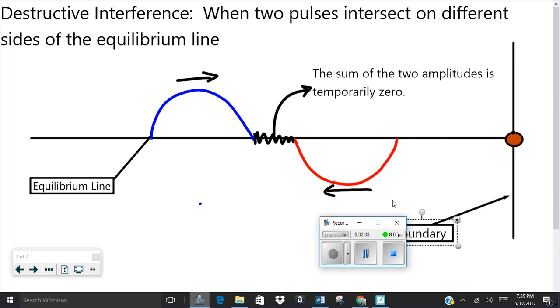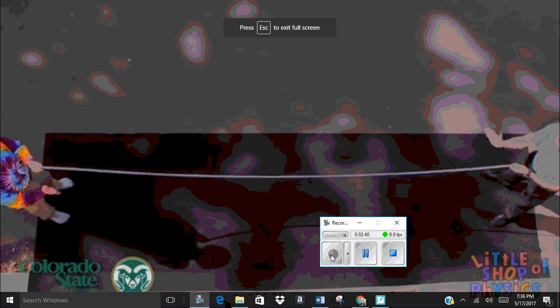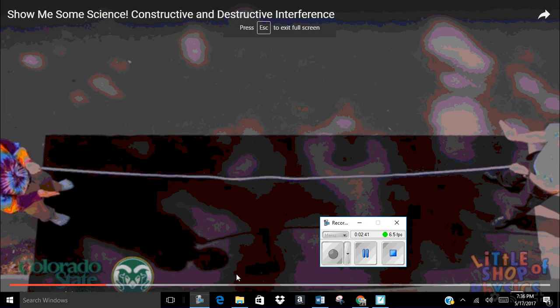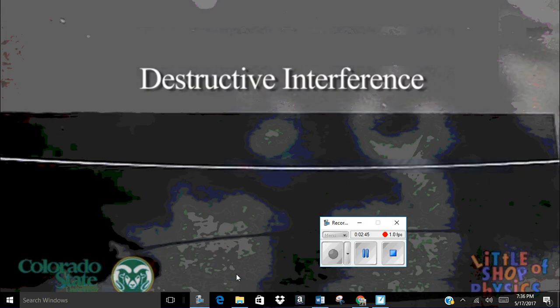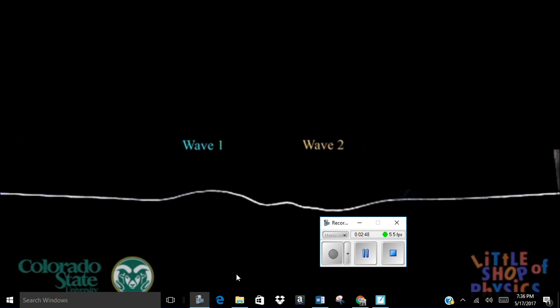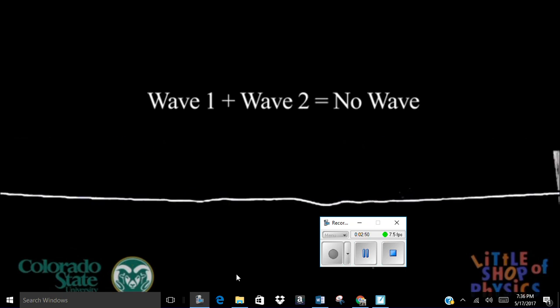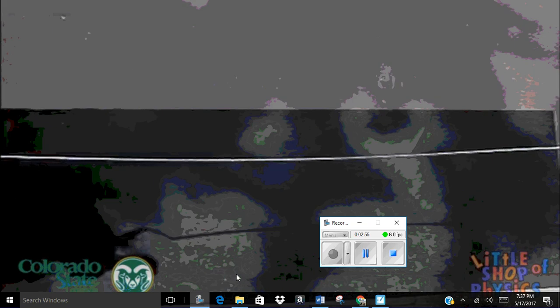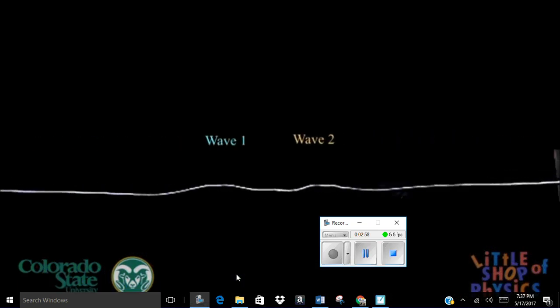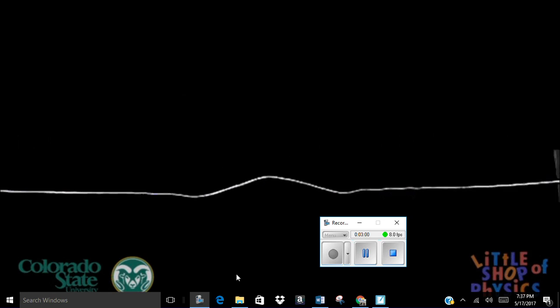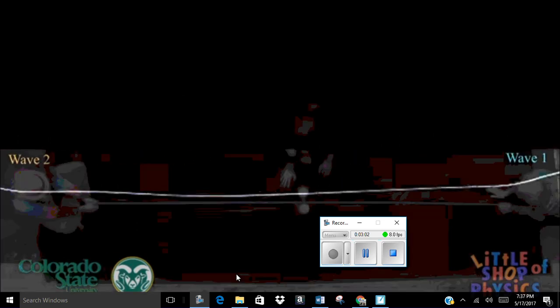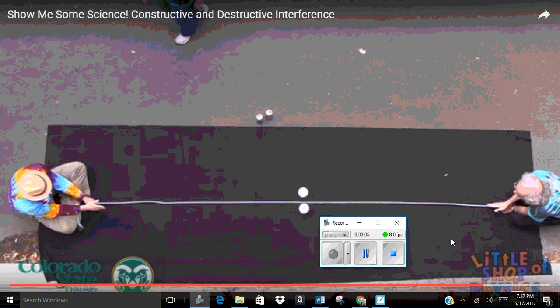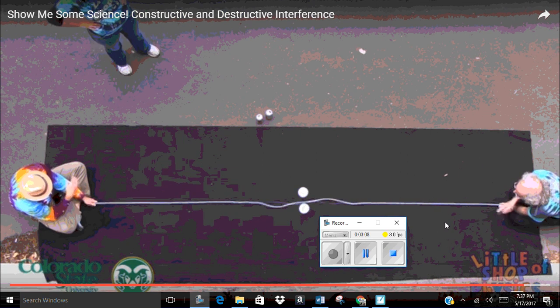Let's take a look at a slow motion wave generator and look at constructive versus destructive interference. So what you will see here is 2 people creating a wave, and the first slow-mo is of destructive interference. Wave 1, wave 2 intersect, and when they intersect, temporarily it looks like there's no wave, but wave 2 just passes by wave 1. Constructive, exact opposite. The 2 amplitudes add together, you make a bigger wave, and then the 2 waves pass each other. Looking at this in slow-mo.